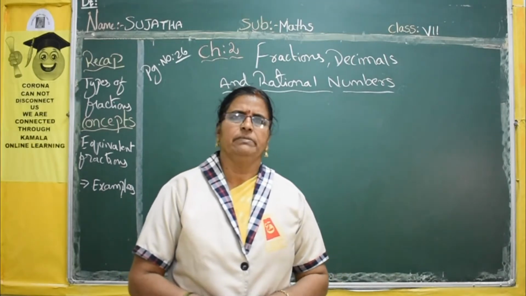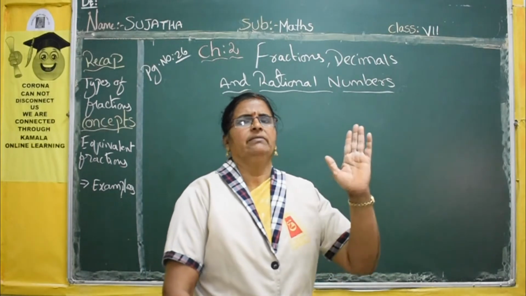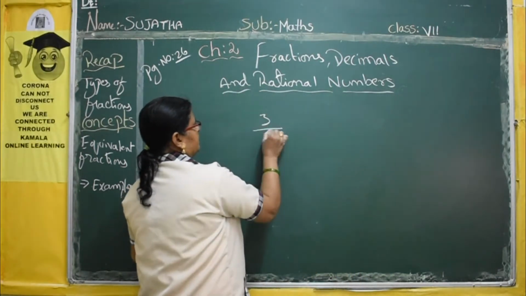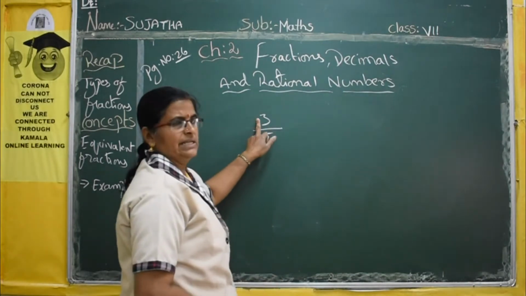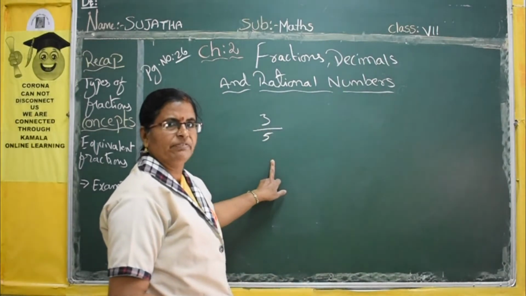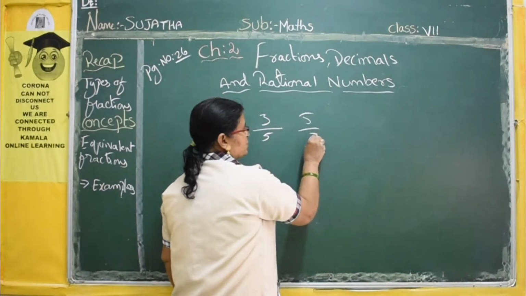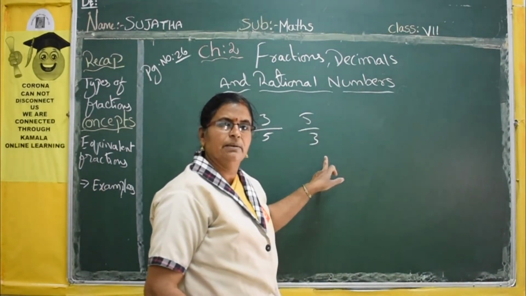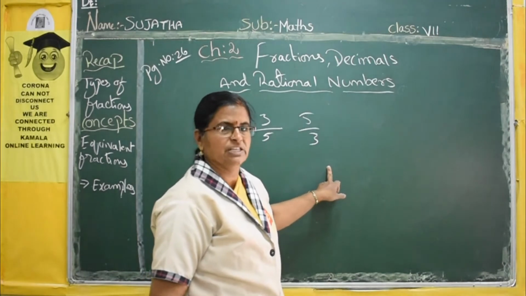Okay. A proper fraction means the numerator will be less than the denominator. That is, suppose 3 by 5. The numerator is less than the denominator, so it is a proper fraction. If you write 5 by 3, the numerator is greater than the denominator, so it is an improper fraction.